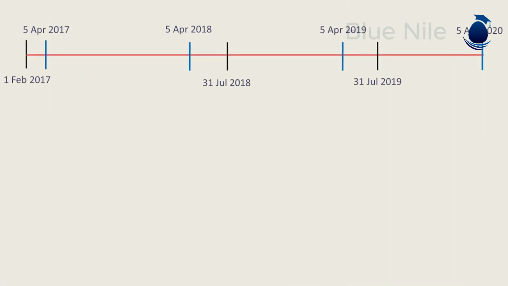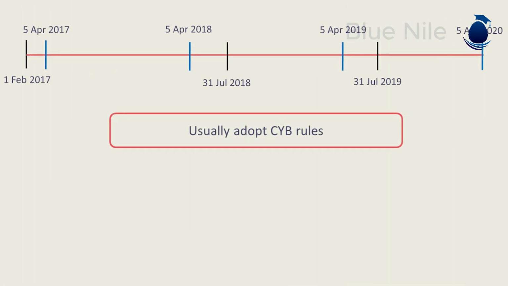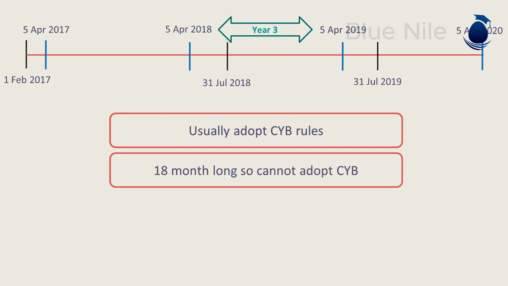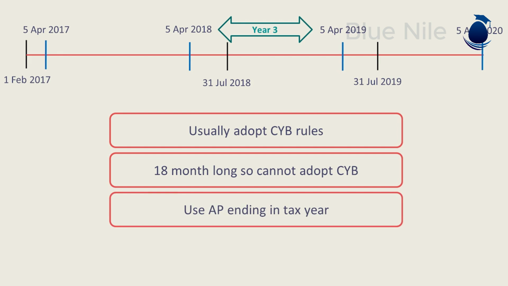Moving on to year 3, we said in most cases we would be adopting the current year basis rules by this year. So year 3 for Joe is 2018-19, and if we look at the timeline, the accounting period ending between the 6th of April 2018 and the 5th of April 2019 is the same period ended 31st of July 2018 that we've been using all along. This is 18 months long, so we can't adopt the current year basis. Instead, we'll use the same process as we use for year 2.